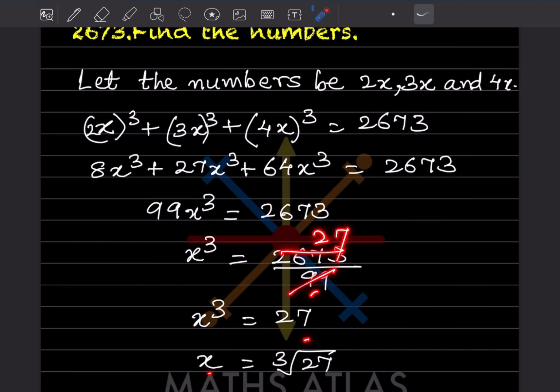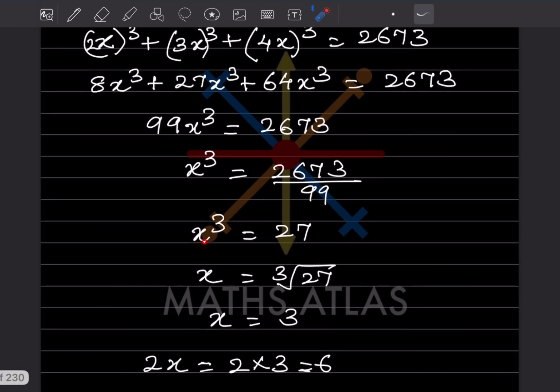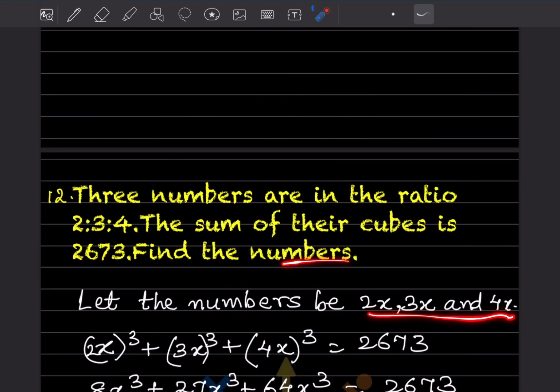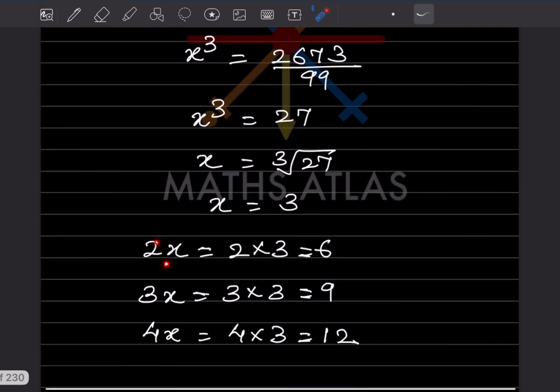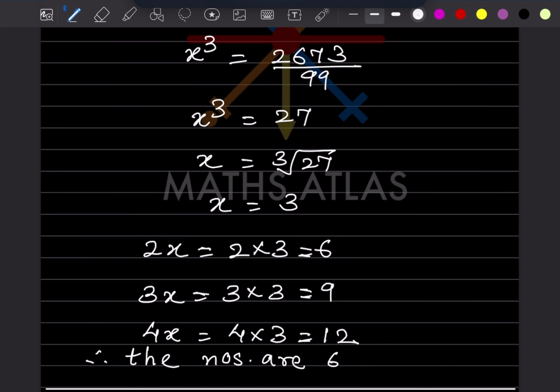So x is going to be the cube root of 27, because x cube is 27. The cube root of 27 means 3 into 3 into 3, so that is just 3. They said find the numbers. The numbers we considered as 2x, 3x, and 4x. So 2x means 2 into 3, that is 6. We got x as 3, so 3 into 3 is 9. And 4 into 3 is 12. Therefore the numbers are 6, 9 and 12.